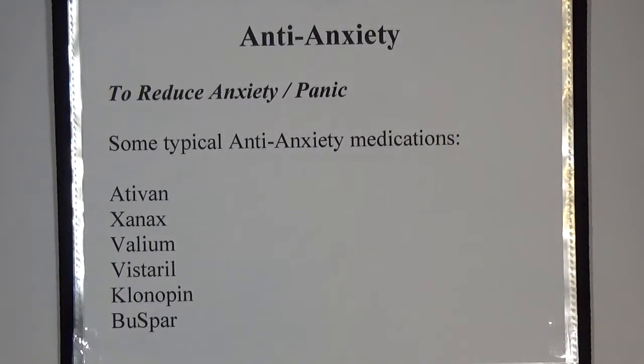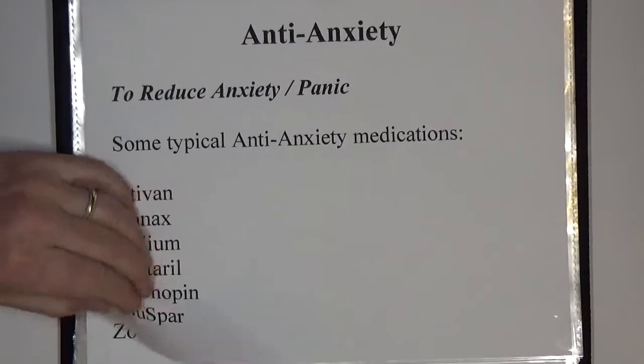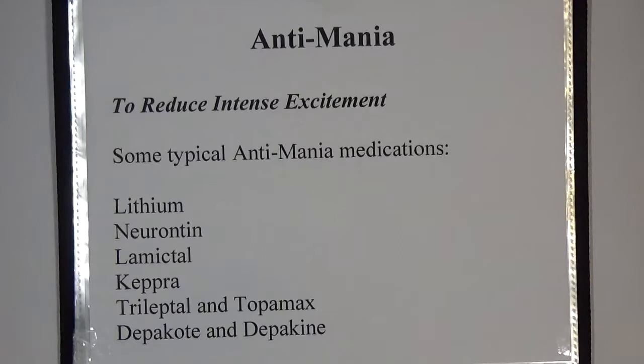Anti-anxiety to reduce anxiety and panic. Anti-anxiety drugs are prescribed for the treatment of the symptoms of anxiety, panic attacks, or panic disorders. Some anti-anxiety drugs have been shown to be useful in the treatment of anxiety disorders and are also known as minor tranquilizers that are prescribed for the short-term relief of severe and disabling anxiety. Some typical anti-anxiety medications are Ativan, Xanax, Valium, Vistaril, Klonopin, and Buspar.